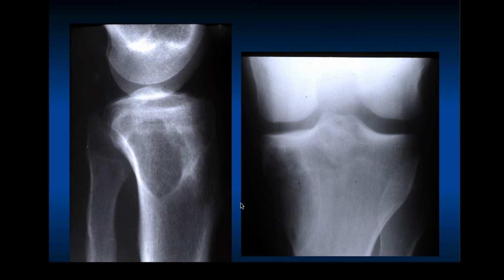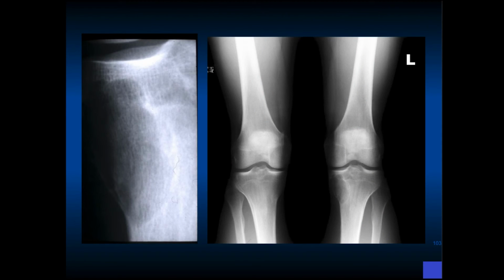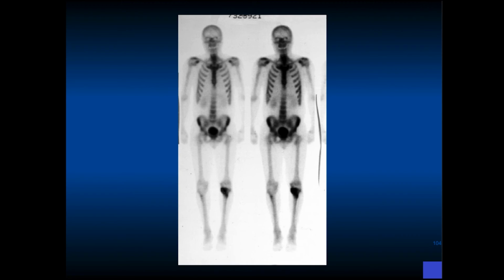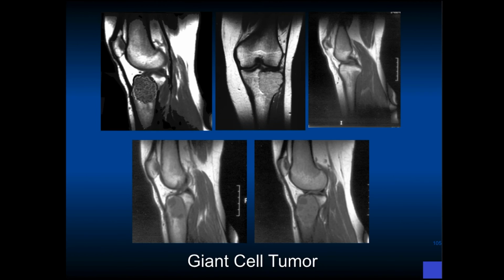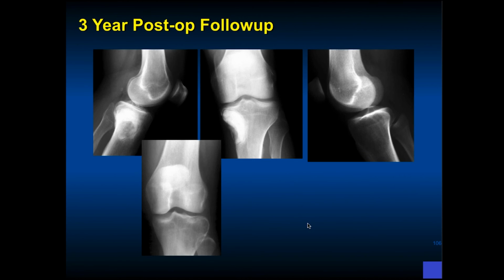Closer up view of the lateral view, AP view. Another view of the lesion. Bone scan, significant increased uptake around the area of the giant cell tumor. MRI scan shows this again. It's not expansile or permeative, but locally aggressive. This is his 3-year follow-up, so there's no evidence of recurrent giant cell tumor, curettage, and this is the cement that was placed in there. Original and follow-up.